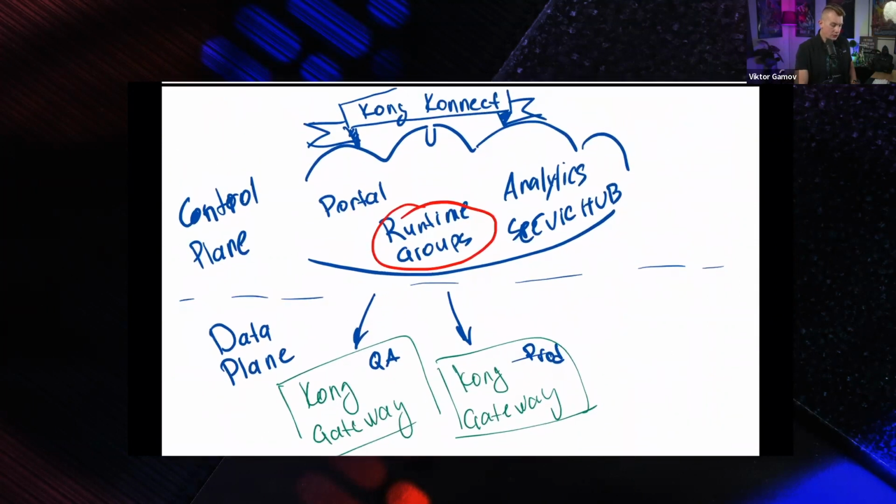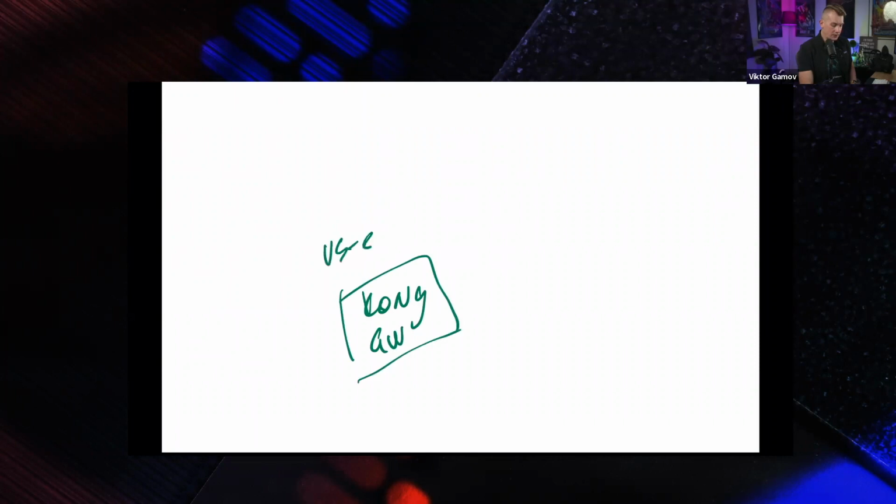What I would like to show you today. I'm going to start with a simple cluster. I will be running my Kong gateway in US East. I guess it's US 1 or ES 4.